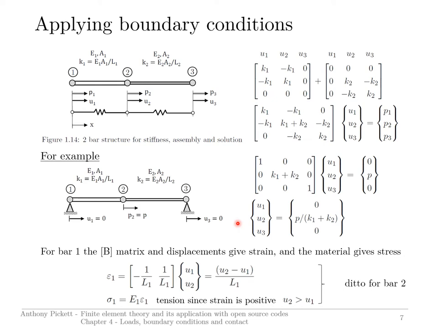Once you've got these displacements, you can then apply the strain displacement relationships to get a value for the strain in the element, and then you can use the stress strain law for the material you're using with the stiffness in order to get the stress in the element. That's basically the process we use.